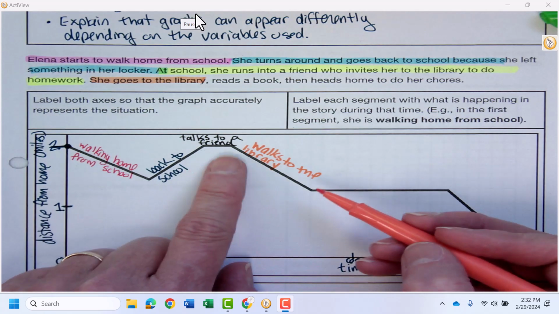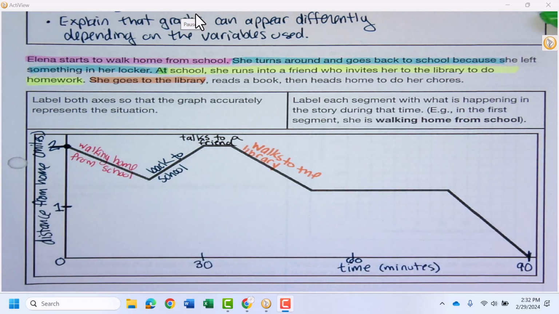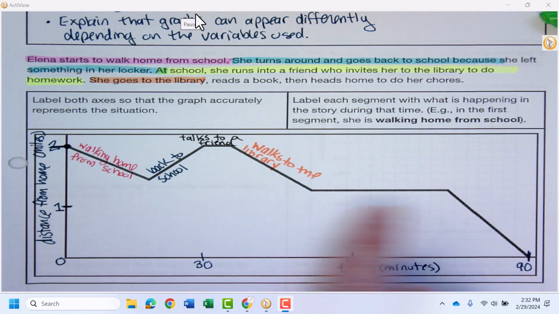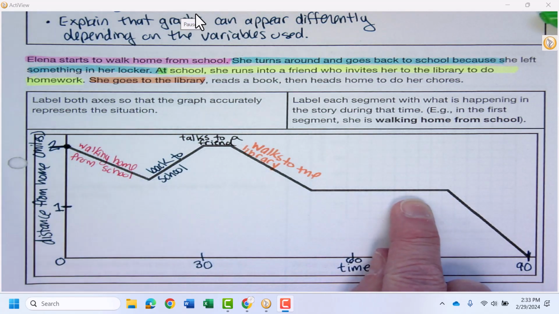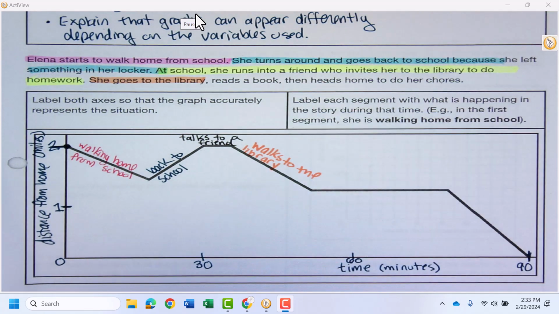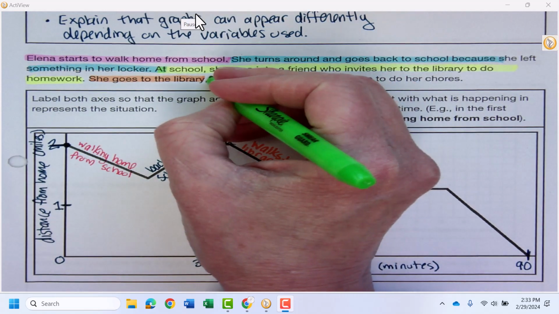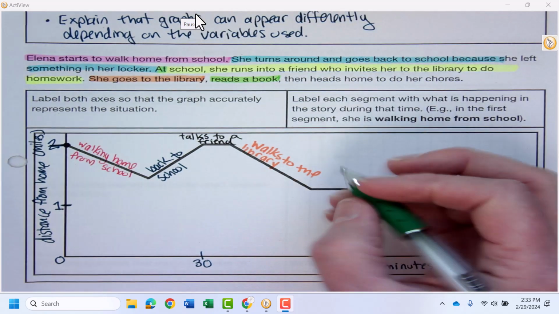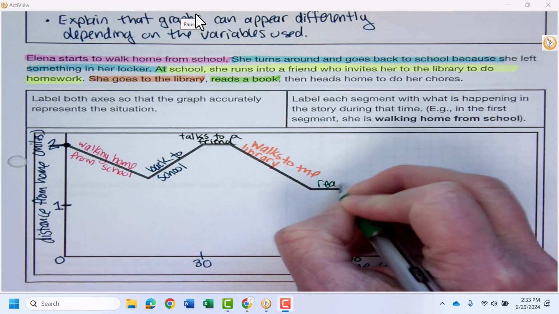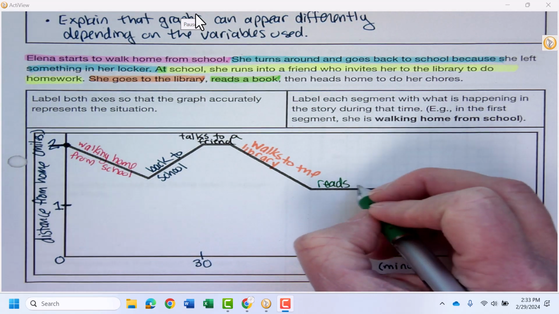And as she's walking, the distance from home is decreasing. And there's this real flat part here where she's not getting any closer to home and she's not getting any farther away from home. Her distance from home is remaining unchanged. Let's look at what's happening there. So she's at the library and it looks like she sat down to read a book. I know you're amazed with all of my colors. Here's where she reads a book.